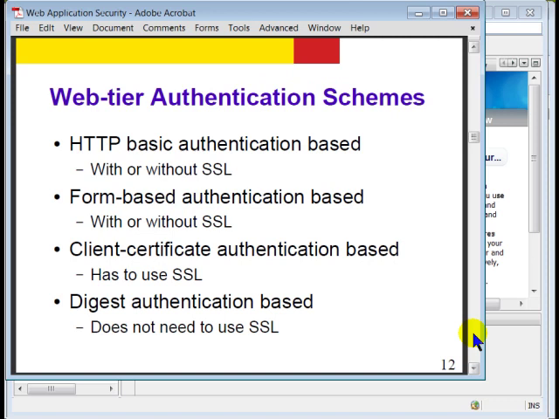So there are 4 web tier authentication schemes supported by servlet architecture. The first one is HTTP basic authentication. Second is form-based authentication. And third is client certificate authentication. And fourth is digest authentication. So we are going to cover just the first 2 in this presentation. And in web security part 2, we will cover the remaining client certificate authentication and digest authentication schemes. Now, both HTTP basic authentication and form-based authentication can be used with or without SSL.